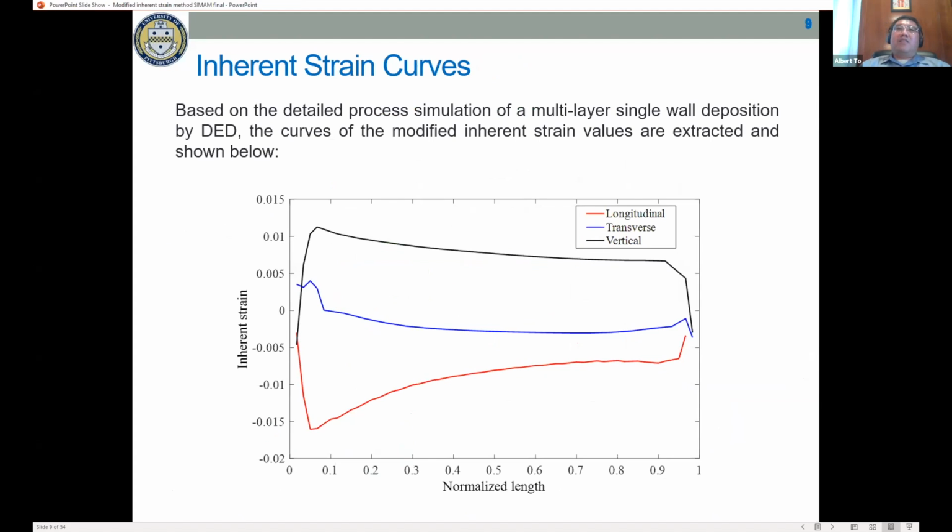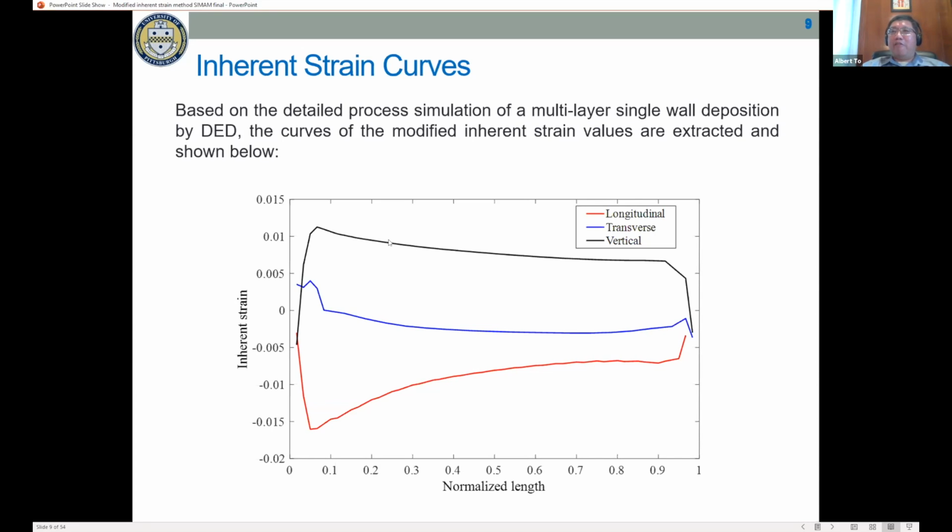So from this model, we can extract the inherent strain from a detailed process simulation based on the moving point source model. Okay, and we were just modeling a multi-layer deposition based on the DED process. So this is the inherent strain, and you can see that along the scanning direction, it has the largest compressive strain, as you would expect. And the melt pool, of course, is elongated, so you get a larger magnitude along that direction.